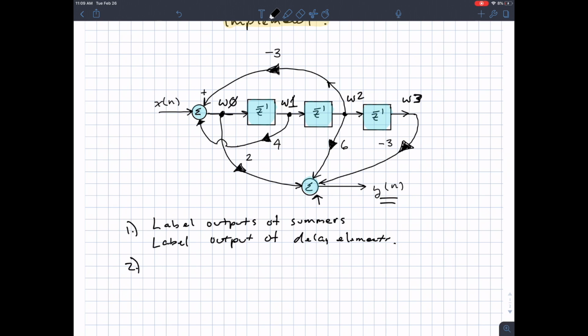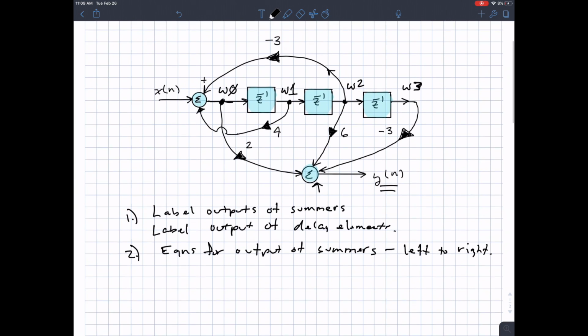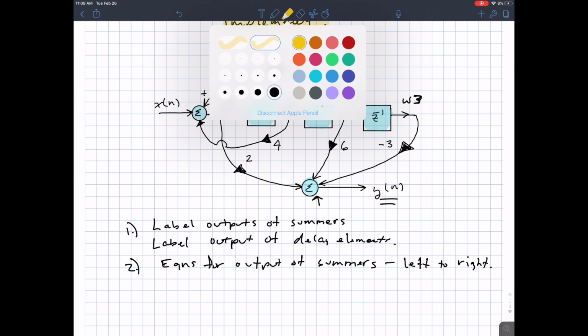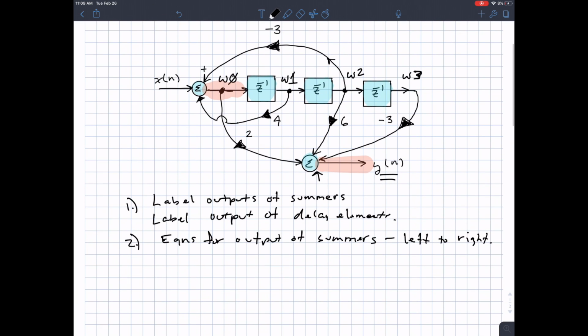The next thing to do is to start writing the pseudocode by looking at equations for the output of summers. Okay, you start off to the left and work your way to the right. All right, so I'm looking here. I'll highlight these outputs I'm talking about. Here's the output of the summer. Here's the output of this summer. We're going to look at equations for both of those outputs.